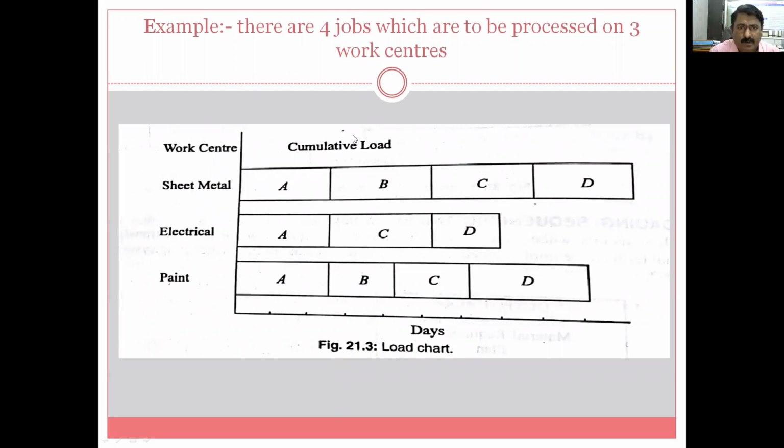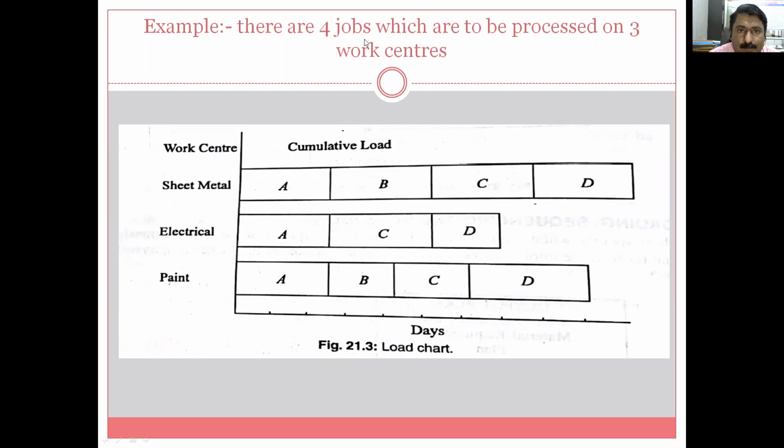Okay, so there are 4 jobs which are to be processed on 3 work centers. Work centers may be considered as sheet metal, then second electrical, and third paint. So a very simple example is taken. On these 3 work centers, a job is required to be processed, and 4 jobs are there. It depends upon the sequence whether the job will go for sheet metal, electrical, or paint. In some cases one of the jobs may not go on sheet metal, or may not go for electrical. It depends upon the job sequence, what the requirement of that particular job is.